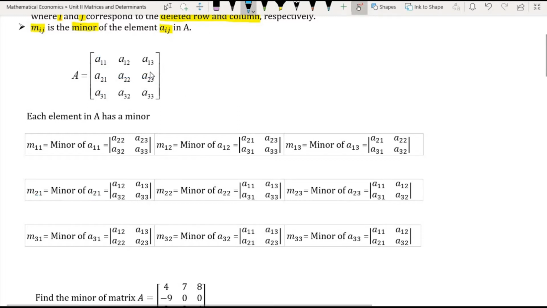The minor of the element A23, denoted by M23, is obtained by deleting the row and the column in which element A23 is present. Again, the minor of A32, denoted by M32, is obtained by deleting the row and the column in which element A32 is present. The elements which are left on deleting the row and the column are A11, A13, A21 and A23. In a similar manner, the minors of all other elements can be found.